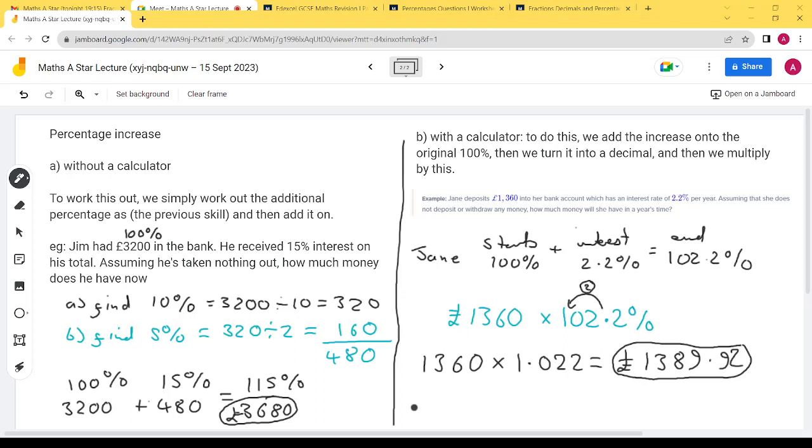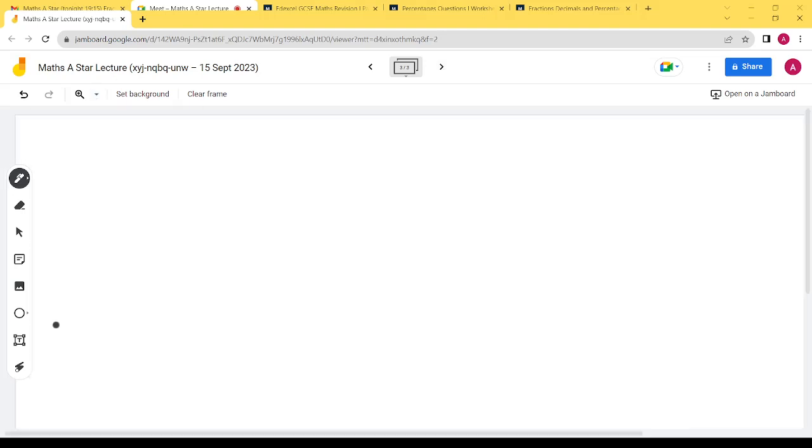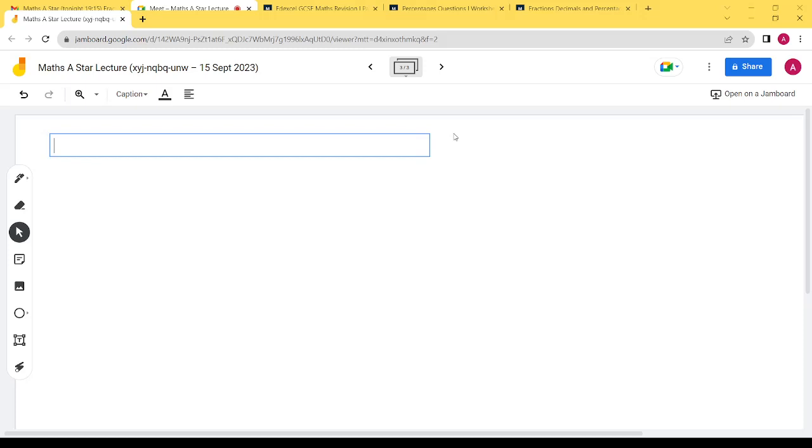So the next thing we're going to look at, similarly, is percentage decrease. As always, if anyone needs to go back at any point to a previous slide, please just let me know. It's no problem. So for percentage decrease, we're going to do one without a calculator. Without a calculator, it's not going to change much from one thing to another.